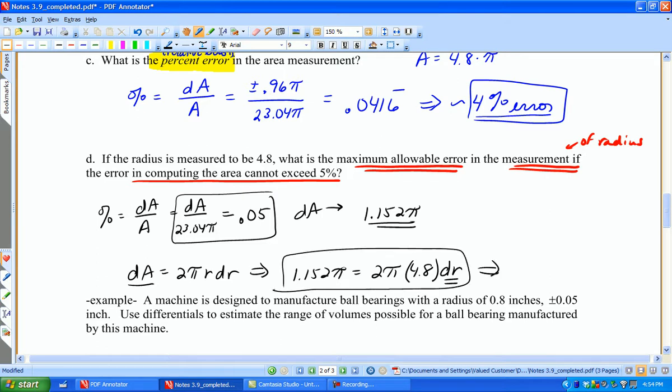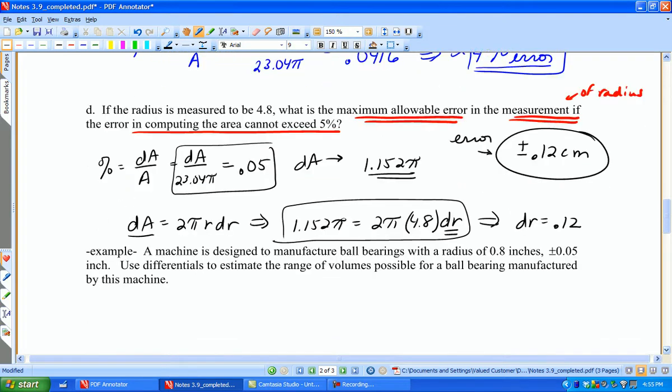So you're going to take 1.152, divide by the 2, and divide by the 4.8. The pi's are going to cancel out, and I get that dr is 0.12. So that means I can have an error of plus or minus 0.12 centimeters. That's the maximum allowable error in the radius measurement, so that the error in computing the area will not exceed 5%. Okay, let's try another problem.